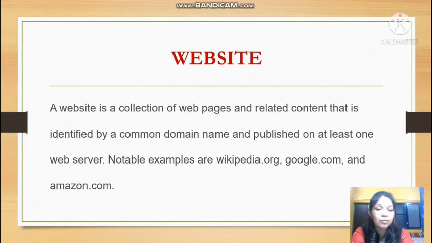Notable examples are wikipedia.org, google.com, and amazon.com. Here, domain name is a term which you must understand. Domain name is the full name which you type, with the top level domain and all. Here the domain name is your .org, .com, and here again Amazon.com.